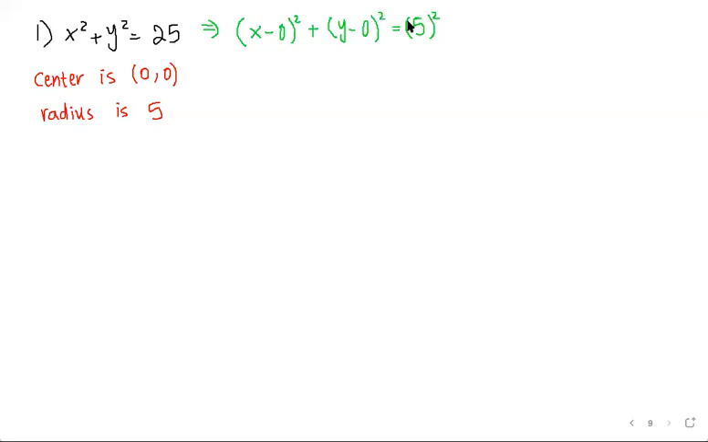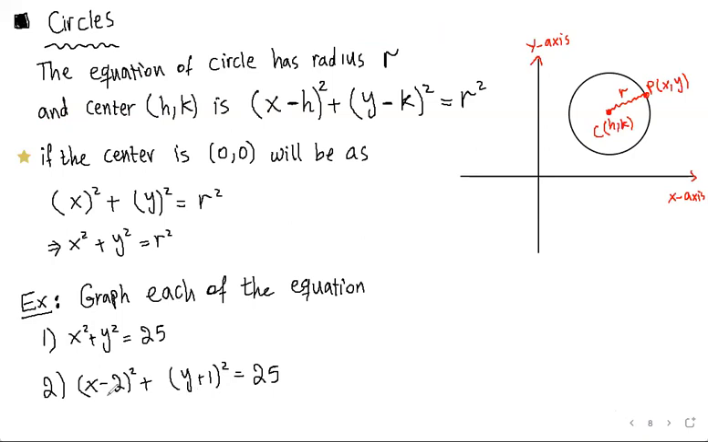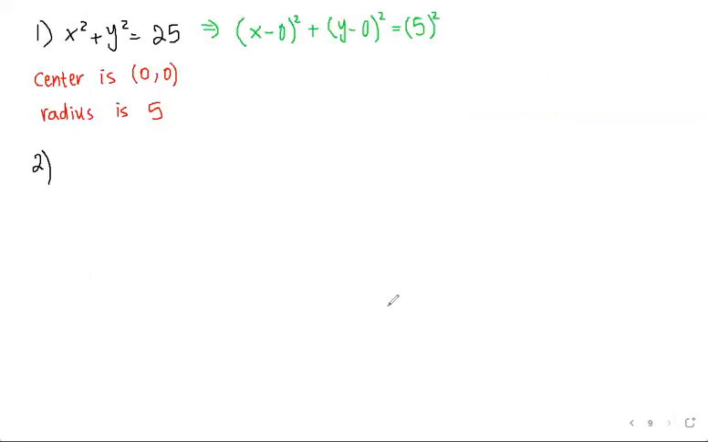Who will do the second one? The second example. x minus 2, everything square, plus y plus 1, everything square equal 25. Let me graph these things, sorry. The question is a graph.